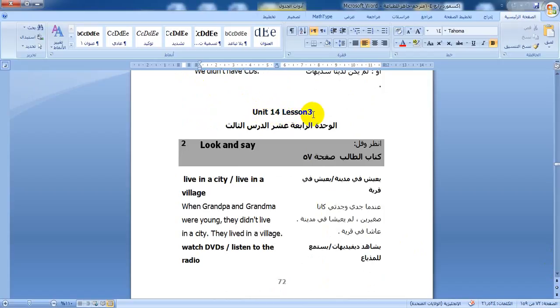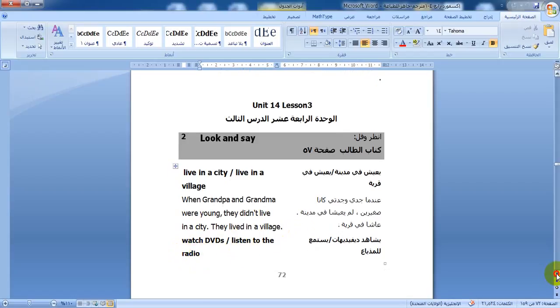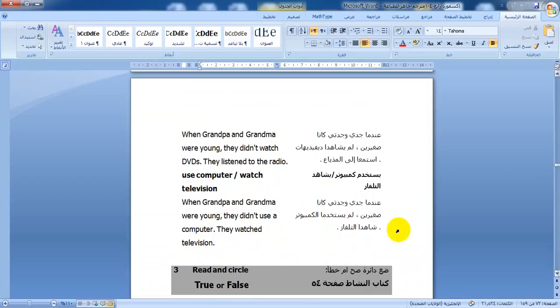Unit 14, Lesson 3. Look and say. Live in a city. Live in a village. When Grandpa and Grandma were young, they didn't live in a city. They lived in a village. Watch DVDs. Listen to the radio. When Grandpa and Grandma were young, they didn't watch DVDs. They listened to the radio. Use computer, watch television. When Grandpa and Grandma were young, they didn't use a computer. They watched television.